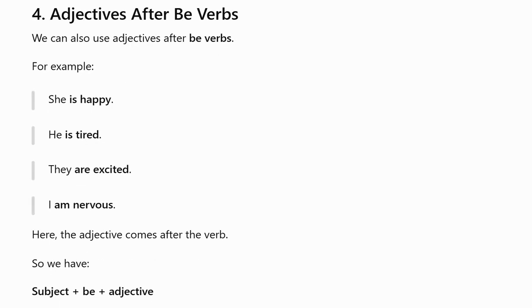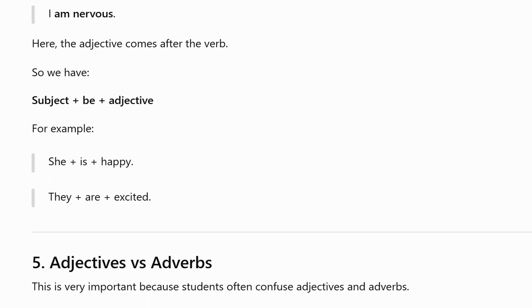Now, adjectives after be verbs. We can also use adjectives after be verbs. For example, she is happy. He is tired. They are excited. I am nervous. Here, the adjective comes after the verb. So, we have subject plus be plus adjective. For example, she is happy. They are excited. Clear?